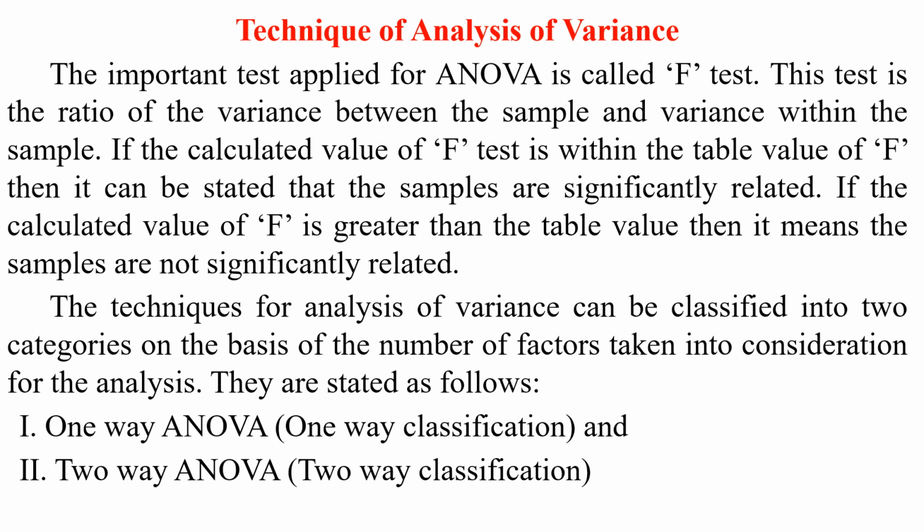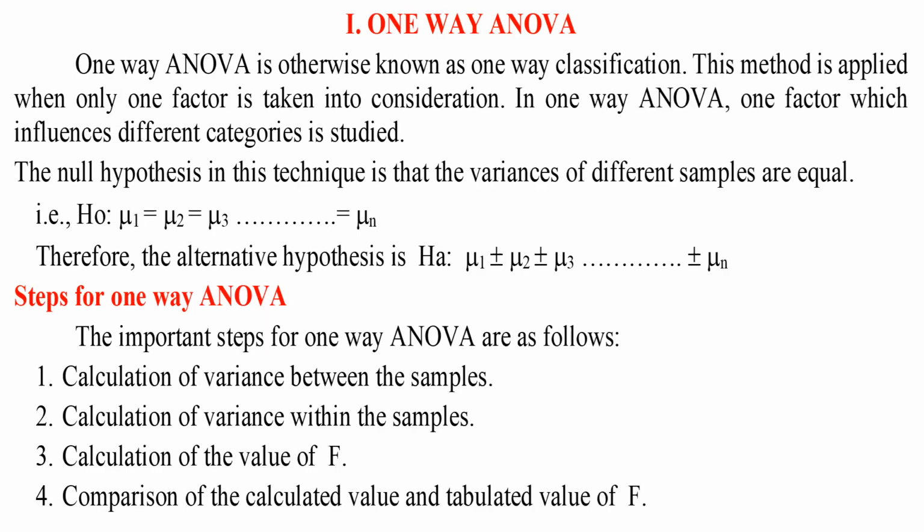The techniques for analysis of variance can be classified into two categories on the basis of the number of factors taken into consideration for the analysis. They are stated as follows: 1. One-way ANOVA, one-way classification, and 2. Two-way ANOVA, two-way classification.